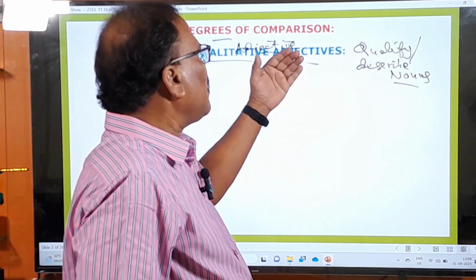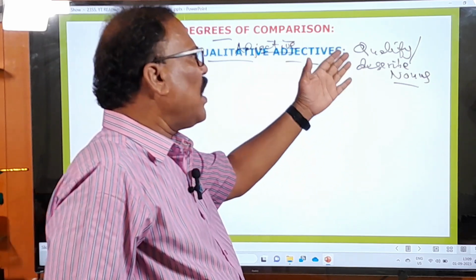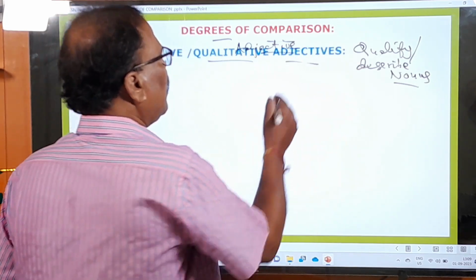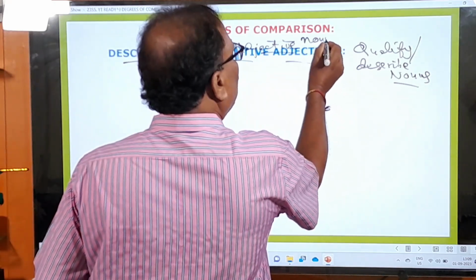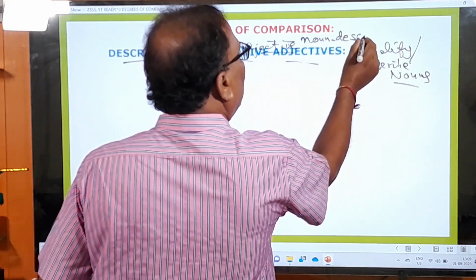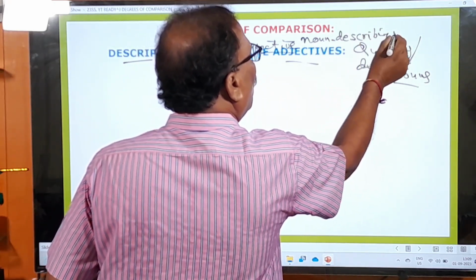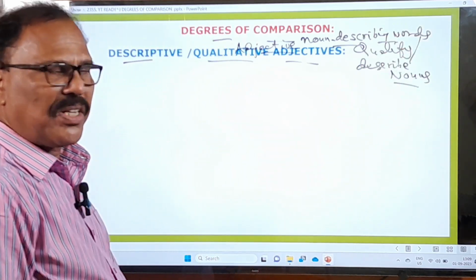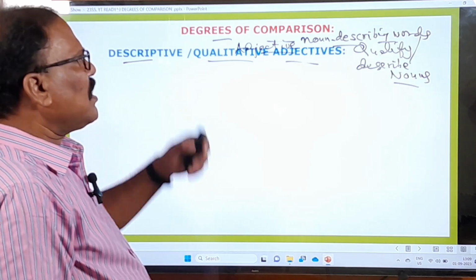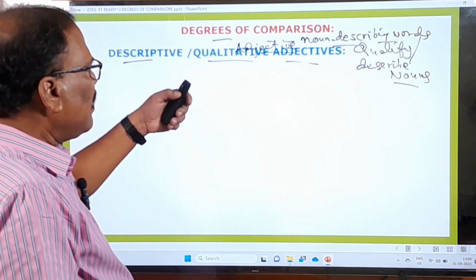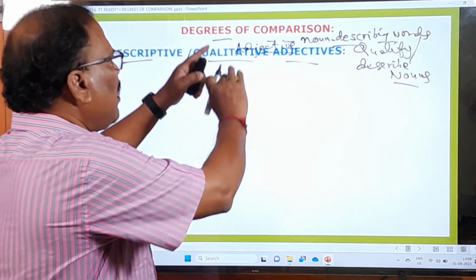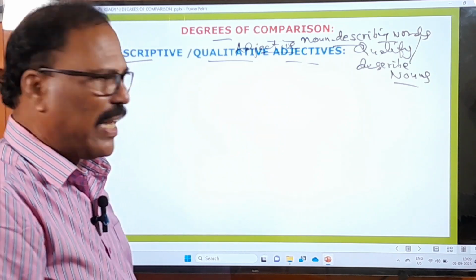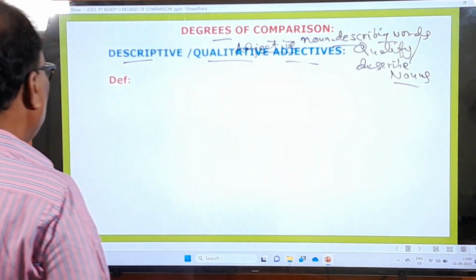So anyway, these adjectives are the words that qualify nouns. In other words, directly speaking, you can call them noun describing words, right? So, let us take some examples in order to understand this concept thoroughly well. Here I would like to give you some examples.